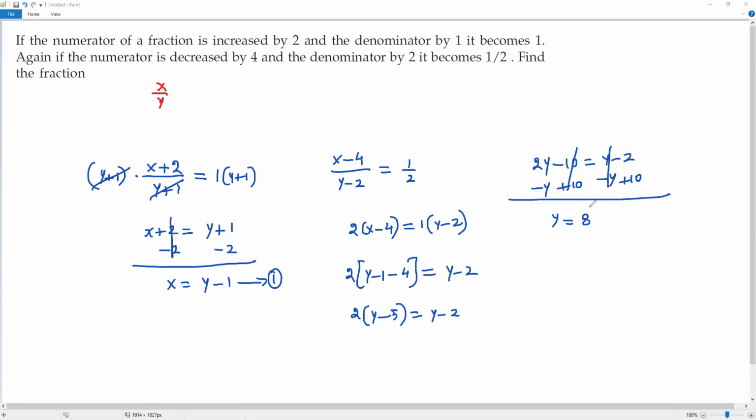Now we can plug in this value 8 for y into the first equation over here. Then the first equation becomes x equals 8 - 1, which is 7. I got the value of x as well. Here we can plug in the values: the value of x is 7, and the value of y is 8. I got the fraction, that is 7/8.